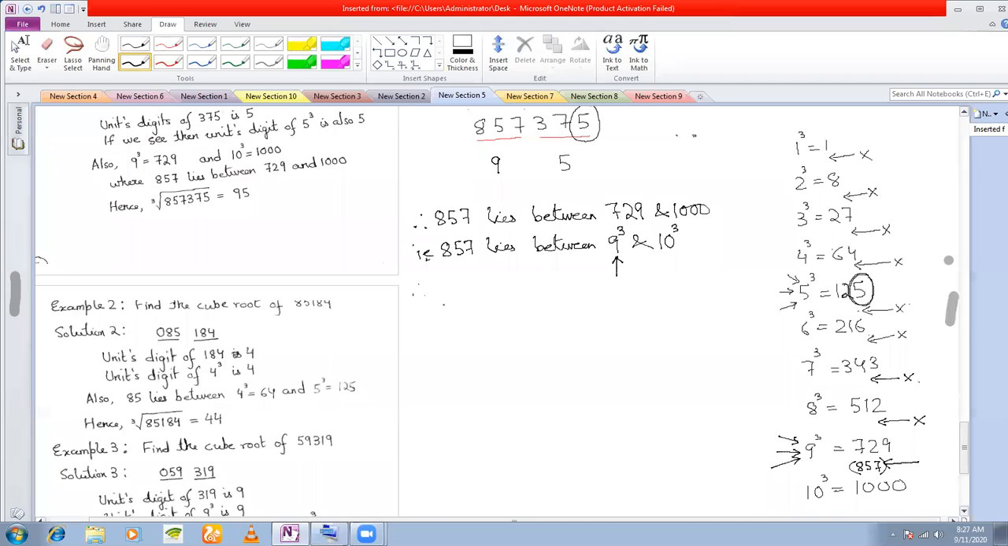So therefore, I can write 857375 as 95 cube. So that means what is the cube root? That means the cube root of 857375 is 95.